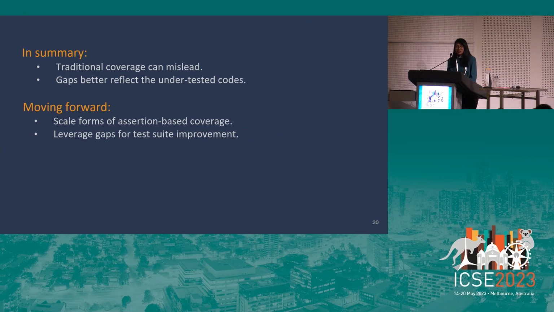In summary, we could say that traditional code coverage can be very misleading, which was also suggested by many other previous research, and gaps can better reflect the under-tested program components. In this paper, I haven't studied the cost component of the computation. However, I noticed that computing dynamic program dependencies is costly and time-consuming. So moving forward, scalable forms of this assertion-based coverage are highly expected, where we can leverage this gap information to further and automatically improve the test suite effectiveness.